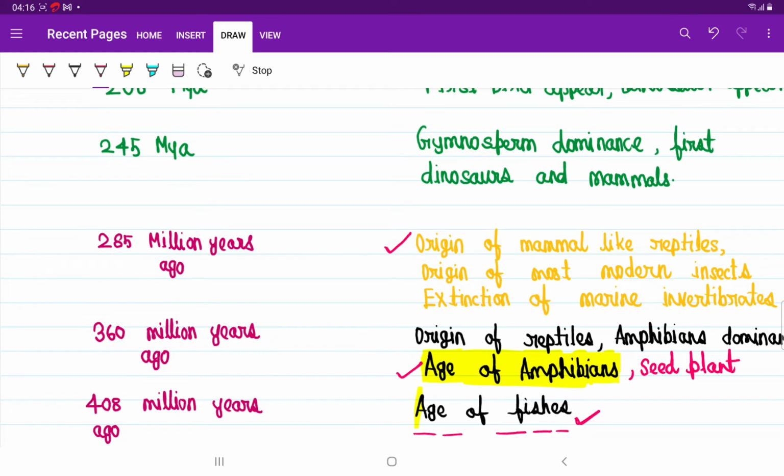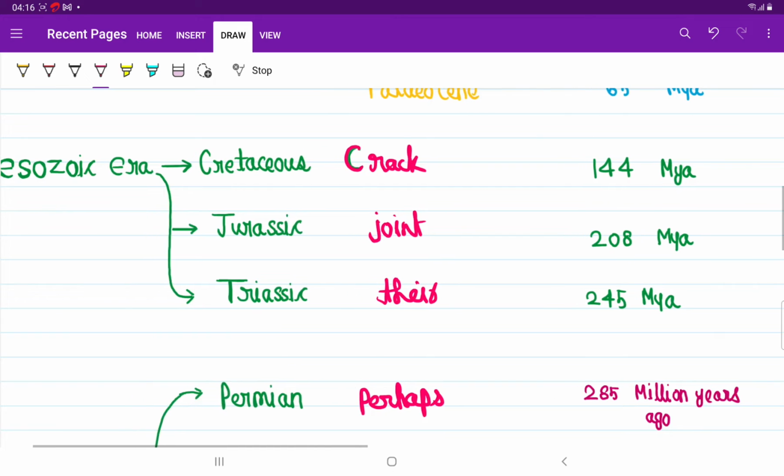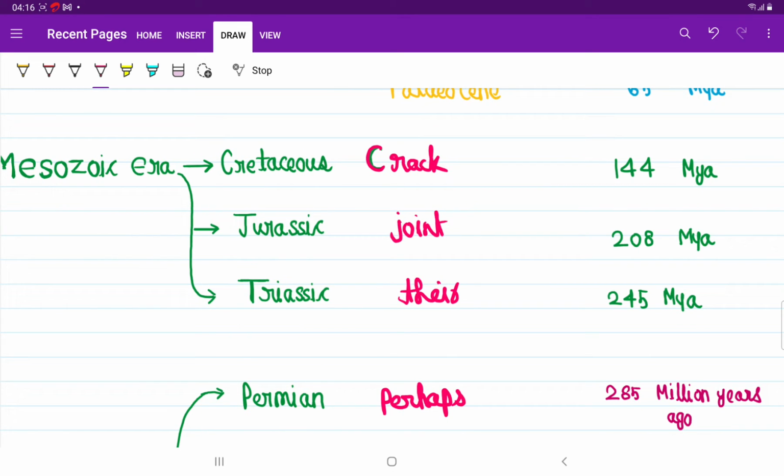And then the next era is the Mesozoic era. In the Mesozoic era, we have Triassic, Jurassic, and Cretaceous. This Triassic is the time, Triassic period, when gymnosperms were the most dominant plants on this earth.